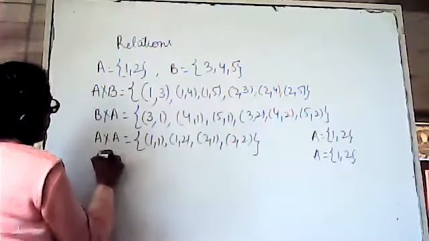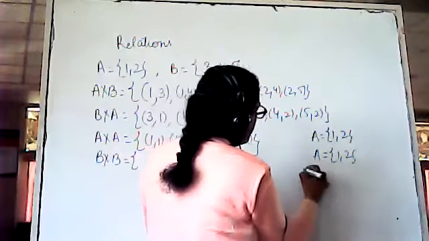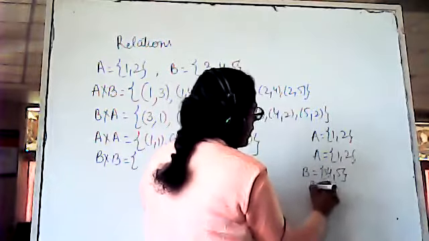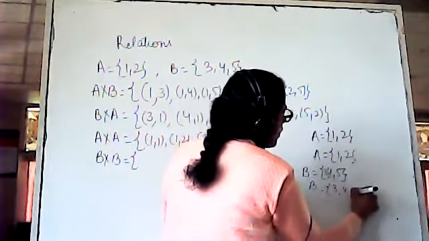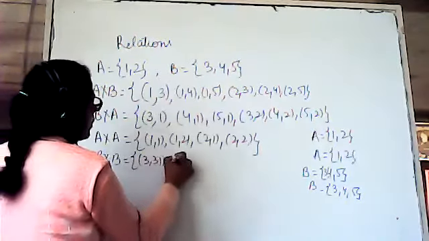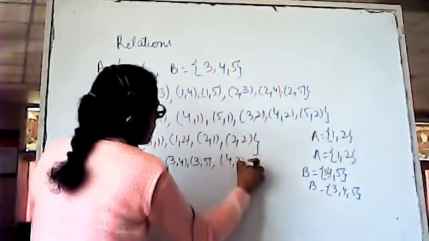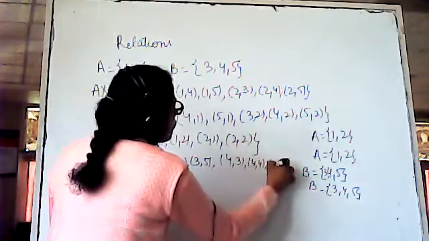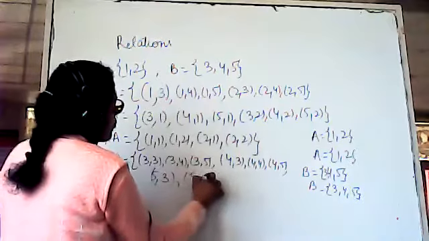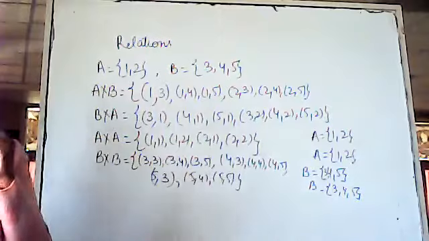Also we can find the value of B cross B. Now we have to take the cross product of B with the set itself, that is 3, 4 and 5. Again B is 3, 4 and 5. So what will be the value of B cross B? It will be (3,3), (3,4), (3,5), (4,3), (4,4), (4,5). Similarly (5,3), (5,4) and (5,5). So this will be the value of B cross B.